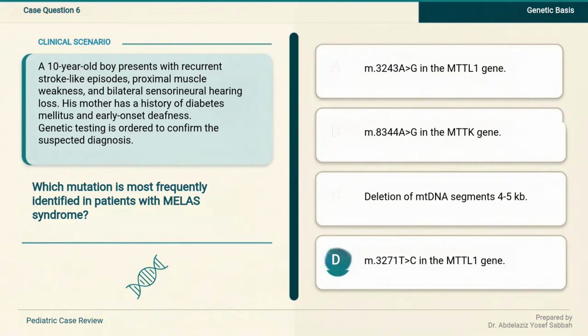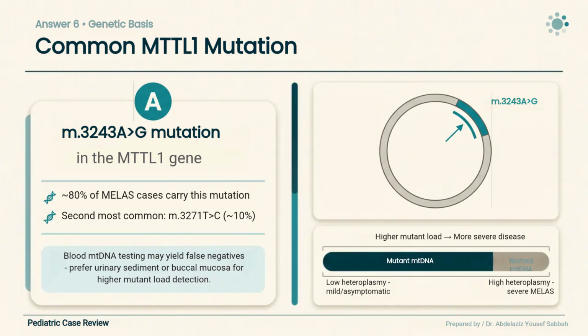Option A, the M.3243A to G mutation in the MTTL1 gene. Option B, the M.8344A to G mutation in the MTTK gene. Option C, deletion of mitochondrial DNA segments of 4 to 5 kilobases. Option D, the M.3271T to C mutation in the MTTL1 gene. The correct answer is A, the M3243A to G mutation in the MTTL1 gene.